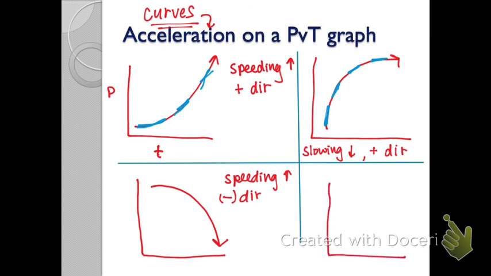Okay, and the last version of that graph would look like this. This would mean that I am slowing down in the negative direction. Do we have questions about any of those four? Can we see what that looks like?